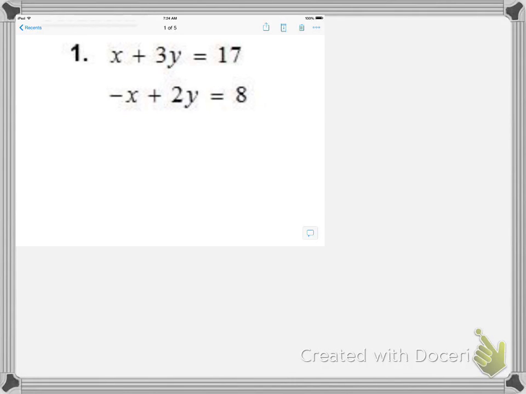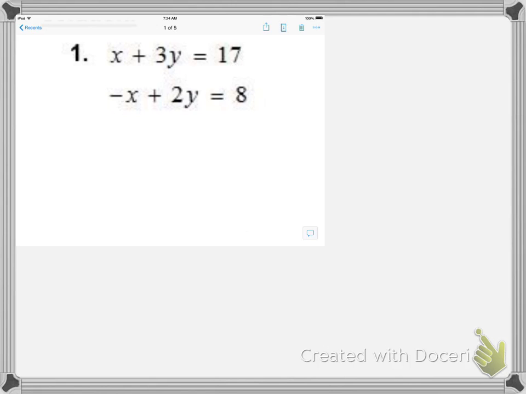All right, for this lesson, we're going to be solving systems of equations using elimination. Elimination just means taking one variable and making it zero so you can solve for the other variable and then substitute back in at the end. What I've always suggested is that you rewrite both equations so that they're in standard form first.